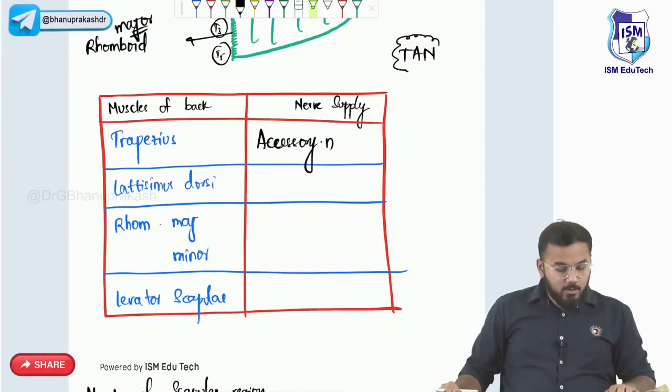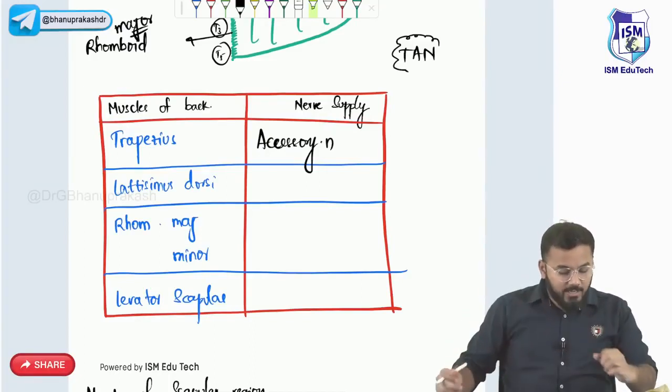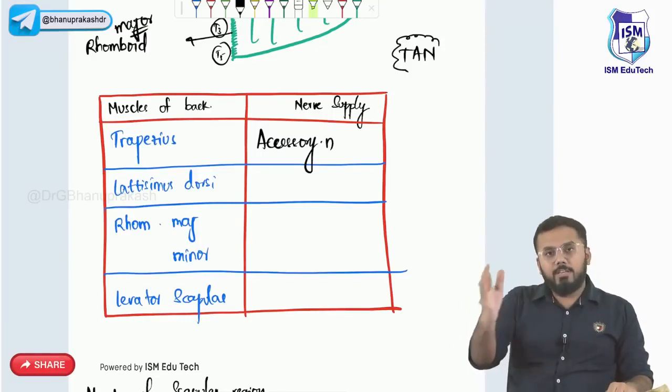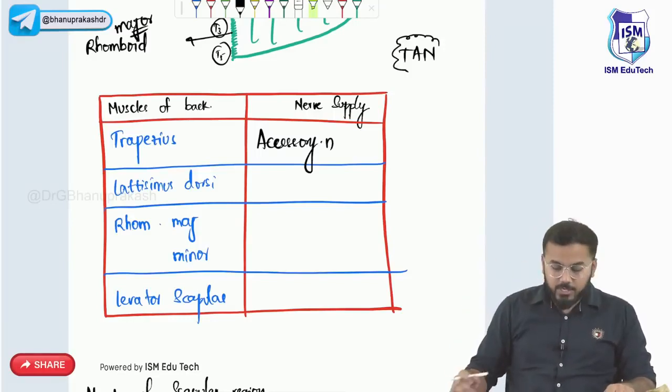Sanjay Pandey, it is not winging of the scapula, it is partial winging. Ravi Chauhan, excellent. It is partial winging of the scapula. Okay, partial winging of scapula.